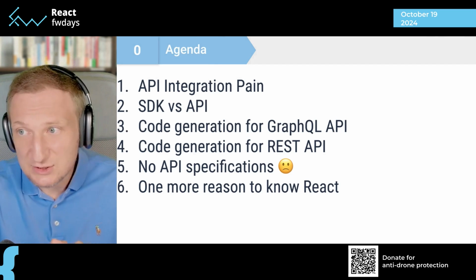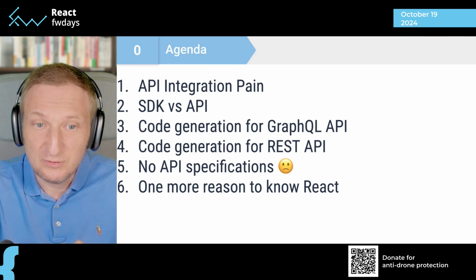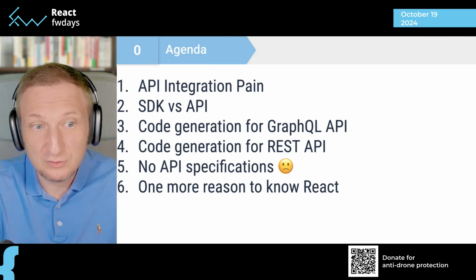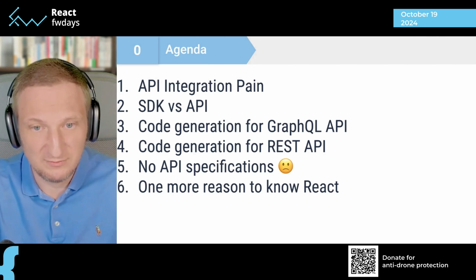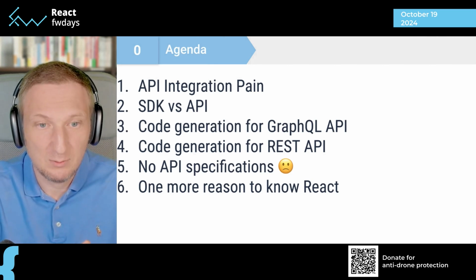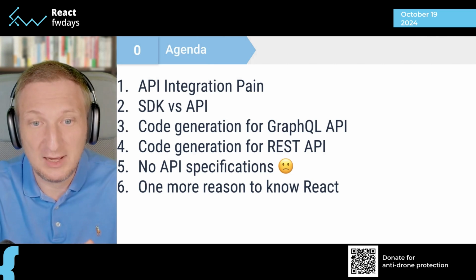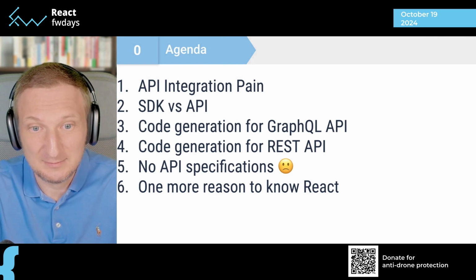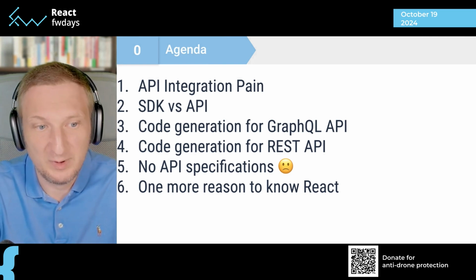A typical question I receive while presenting the ideas from this talk is what to do if we don't have an API specification, and why and how we will try to sell the need for an API specification to your backend developers, product owners, and any type of managers.